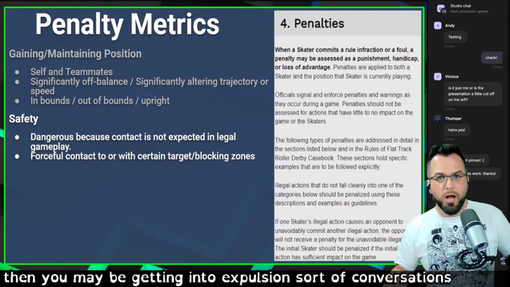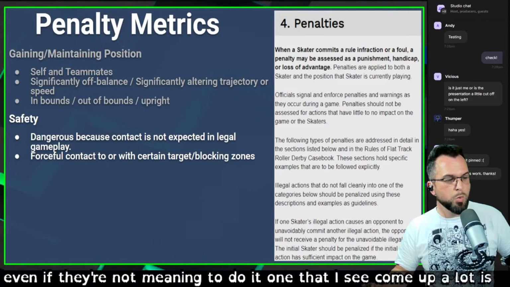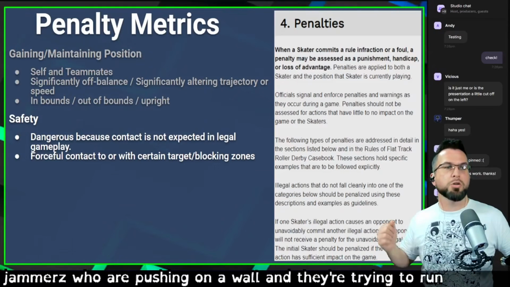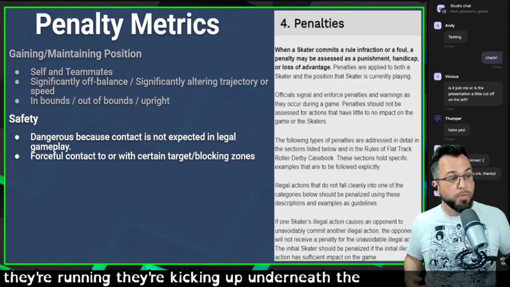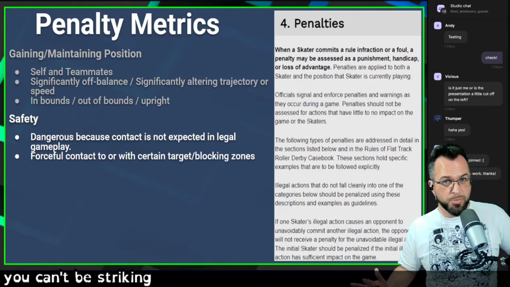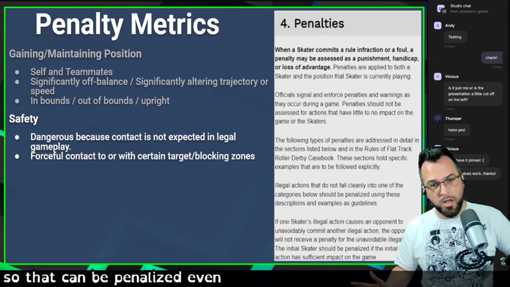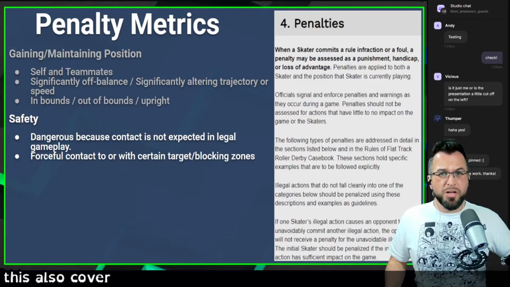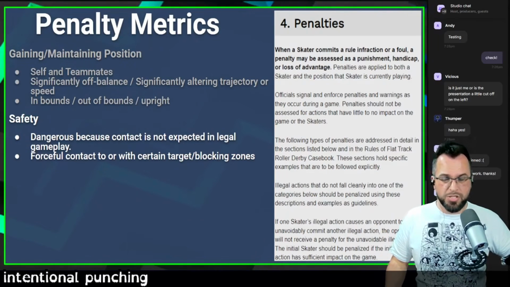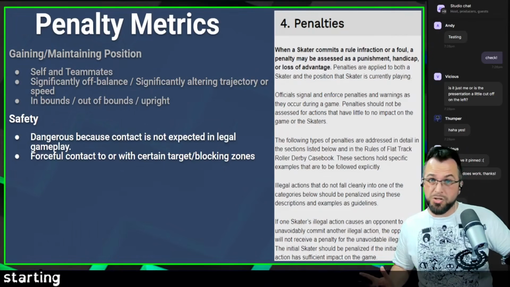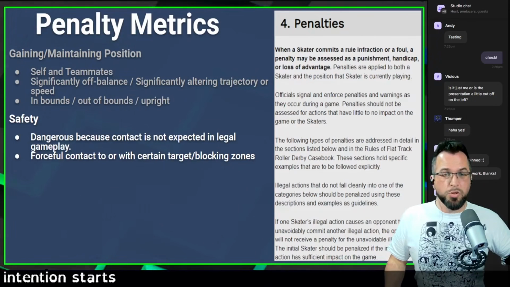But even if they're not meaning to do it, one that I see come up a lot is jammers who are pushing on a wall and they're trying to run. As they're running, they're kicking up underneath the backs of the legs of the wall that they're pushing against. You can't be striking with the tips of your knees there. So that can be penalized even, again, if there isn't a loss of position. This also covers the other end of the spectrum to the extreme of intentional punching, kicking, tripping. Like I was saying before, if you're starting to see some intentional things, that gets into a whole different category. Intention starts getting into expulsions.